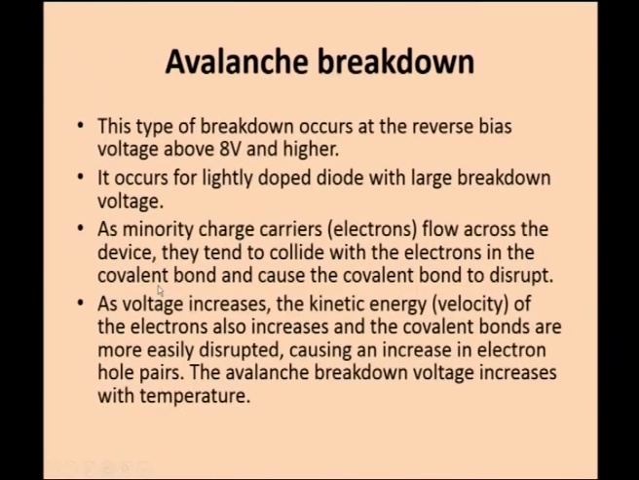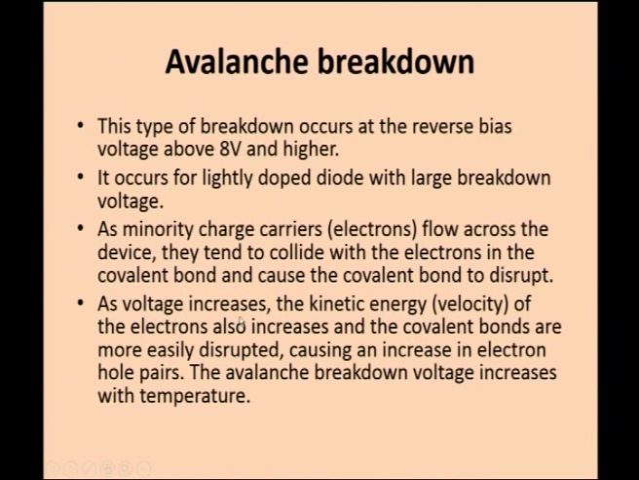So, in avalanche breakdown, it is above 8 volts. This breakdown occurs at the reverse bias voltage above 8 volts and higher. It occurs for lightly doped diode with large breakdown voltage. In the case of Zener, it is heavily doped diode with lower breakdown voltage. As minority charge carriers flow across the device, they tend to collide with the electrons in the covalent bond and cause the covalent bond to disrupt.